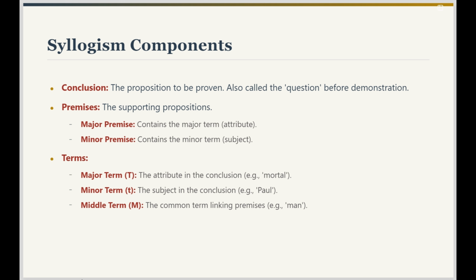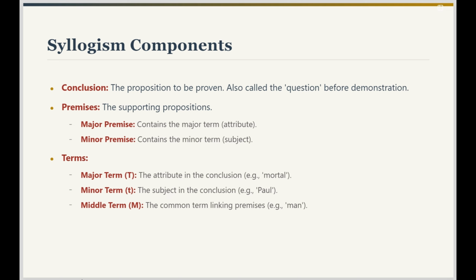Let's label the parts of this syllogism. The final statement, the one we're trying to prove, is the conclusion. Before we prove it, it's sometimes called the question. The supporting statements are the premises. The premise containing the main attribute, the major term, is the major premise. The other premise containing the specific subject, the minor term, is the minor premise.